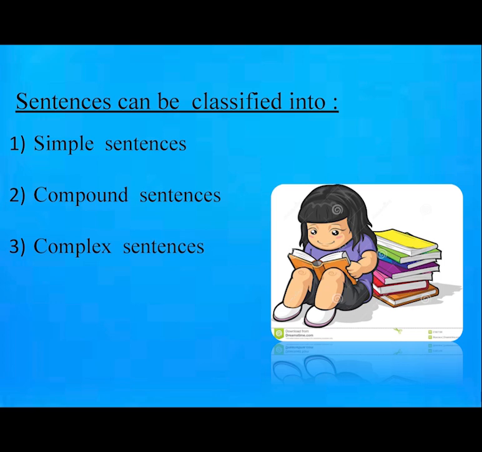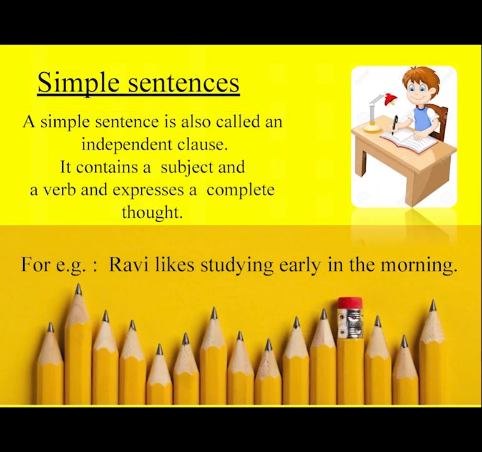Sentences can be classified into simple sentences, compound sentences, complex sentences. Simple sentences. A simple sentence is also called an independent clause. It contains a subject and a verb and expresses a complete thought. For example, Ravi likes studying early in the morning. Here, Ravi is your subject, studying is your verb, and it tells us a complete thought about when Ravi likes studying.